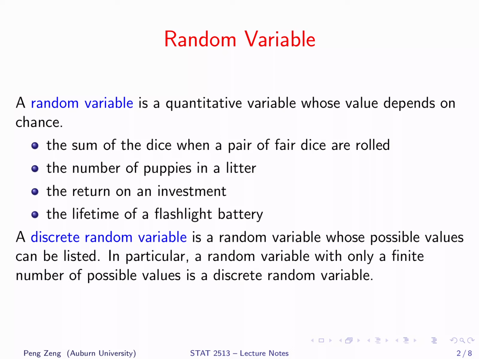A variable can be discrete or continuous. We can also have discrete random variables and continuous random variables. Right now, focus on discrete random variables. We will discuss continuous random variables later. A discrete random variable is a random variable whose possible values can be listed. In particular, a random variable with only a finite number of possible values is a discrete random variable. For the above examples, the sum of dice and the number of puppies are discrete random variables. The return and lifetime are not discrete random variables.